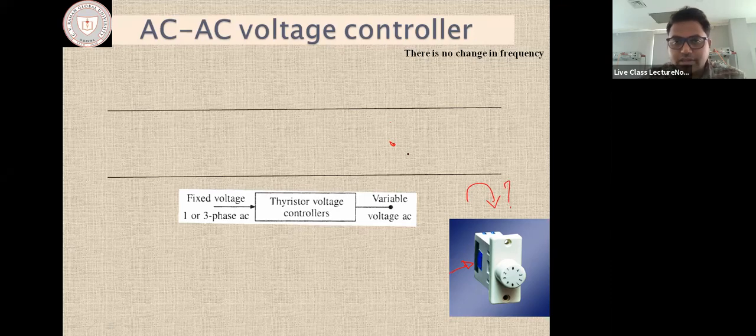Any doubts on that? However, there is no change in frequency. So what is the difference between using an auto transformer and this small fan regulator? What would be the difference in the output? Why in the labs don't we use this for our experiments? Do you know the reason?